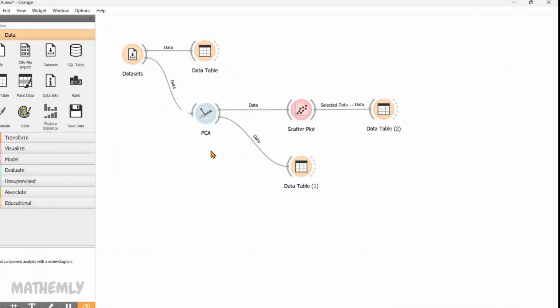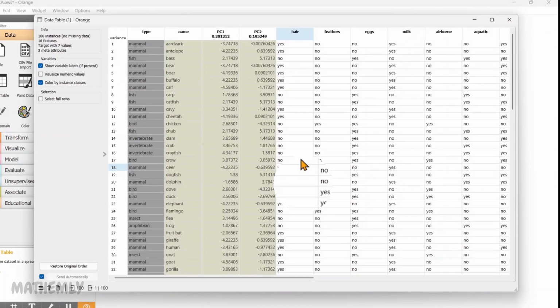Once PCA is applied to the dataset, the data table connected to the PCA widget displays a transformed version of the original data. The key difference here is the presence of two new columns, PC1 and PC2. PC1, or Principal Component 1, represents the direction of maximum variance in the dataset. It is a new feature created by PCA that captures the most important patterns in the data.